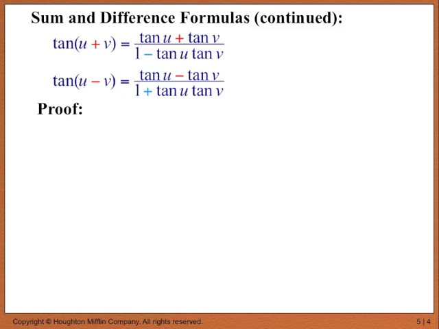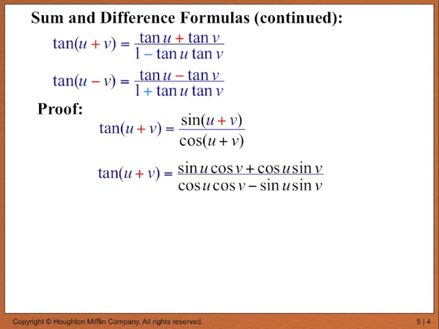The proof is actually quite simple based on all that hard work we did on the last screen. And now we're using a quotient identity. Tangent u plus v equals sine u plus v over cosine u plus v. It's just the quotient identity. And now we can plug in everything that we proved. Sine u plus v is the same as sine u cos v plus cos u sine v, and cosine u plus v is the same as cos u cos v minus sine u sine v.